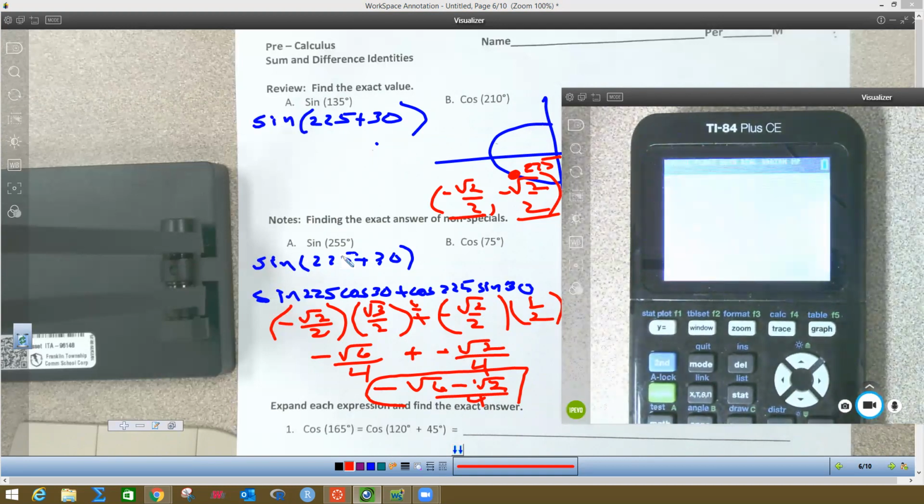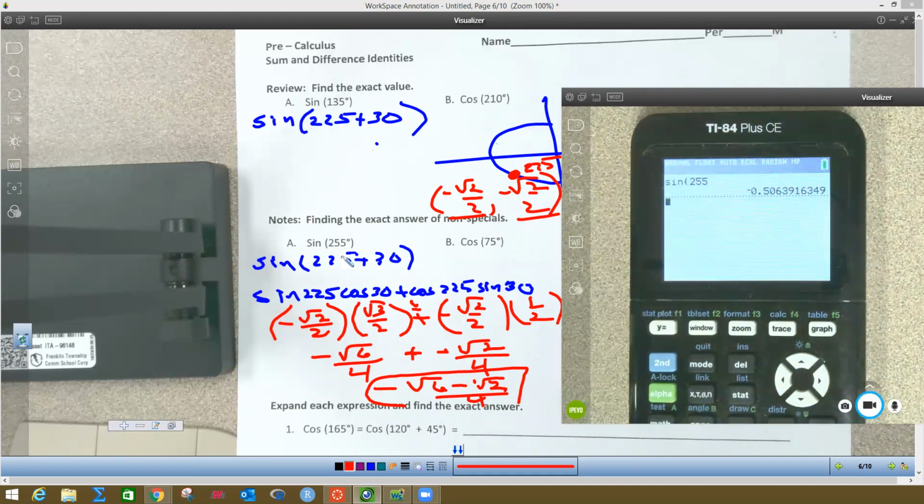So I'm going to type in the sine of 255, and I'm going to get that answer. Now, what did I say that equaled? The sine of 255 equaled what? Didn't we find this at the bottom? Negative radical 6 minus radical 2 over 4? Yeah. So I'm going to hit alpha y equals 1 to get a fraction. And I'm going to type in negative radical 6 minus radical 2.